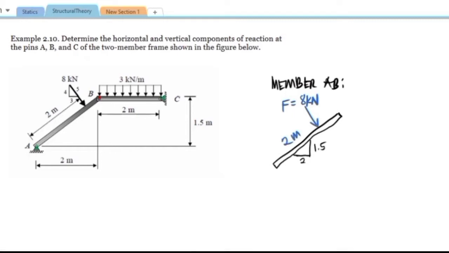So for the reactions, we have 2 reactions at point A since we have a hinge support. So this is AY and this is AX. And at point B, since this is an internal hinge, we also have 2 reactions. This is BY and this is BX.